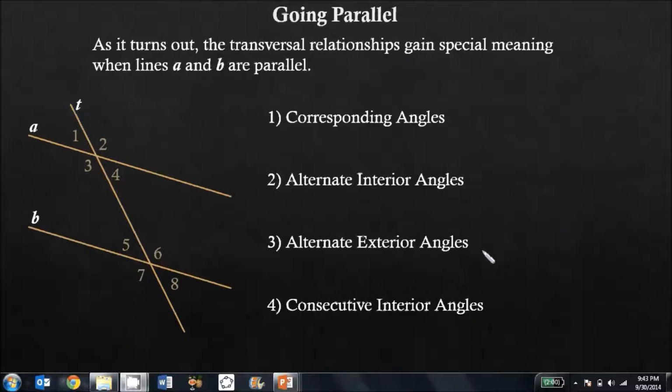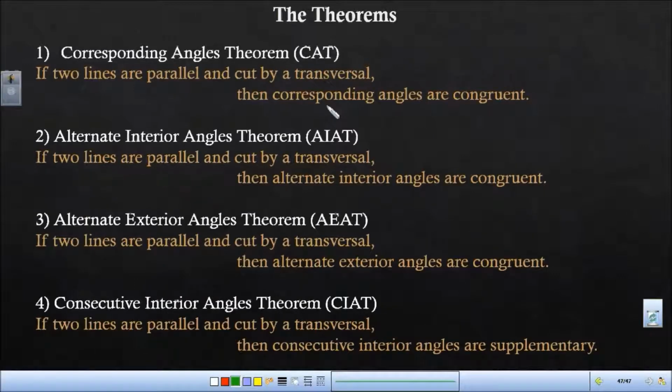with handy abbreviations. So the CAT theorem, corresponding angles, the AIA theorem, alternate interior angles, the AEA theorem, alternate exterior angles, and the CIA theorem, consecutive interior angles. Each of these plays a big role, and this one is the one we're going to take as a postulate, and we'll talk about why that is here in just a minute.